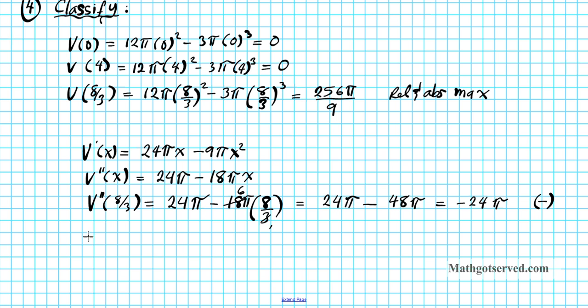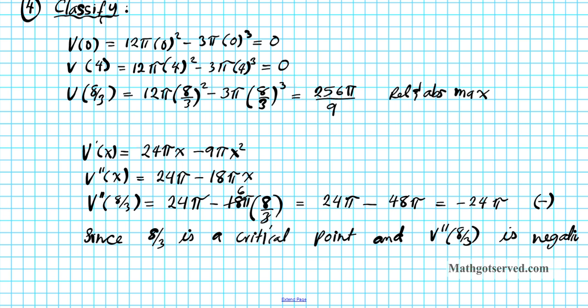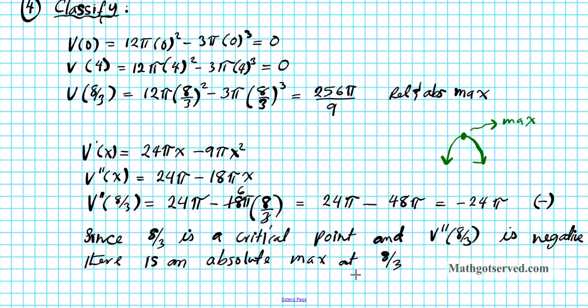So since 8 over 3 is a critical point, and v double prime of 8 over 3 is negative, there is an absolute maximum at 8 over 3. Because you know what downward facing concavity looks like, right? It looks like this. So if you have a downward facing concavity at an extrema, that is absolutely a maximum. All right, so that's that for the classification.